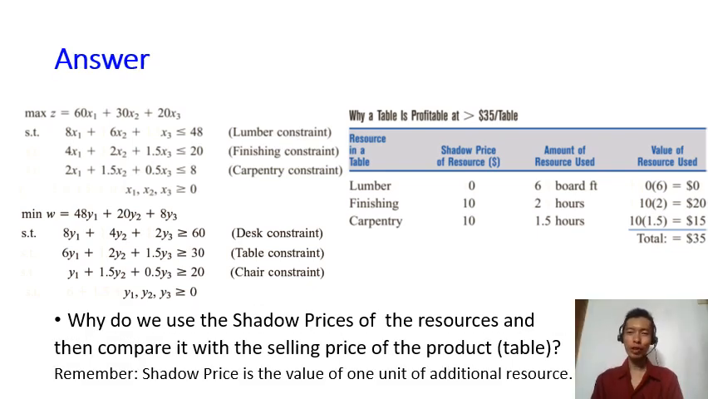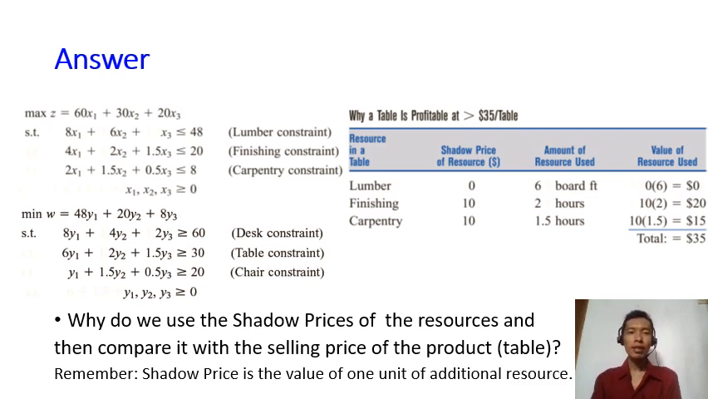Remember that the definition of the shadow price of a resource is how much one additional unit of that resource increases our objective function value. In other words, we may say that the shadow price is the value of a resource, such that we may just multiply how much we use of that resource times the shadow price, and then take the sum over all the resources to get the total value of resources that we use to produce a product like a table.